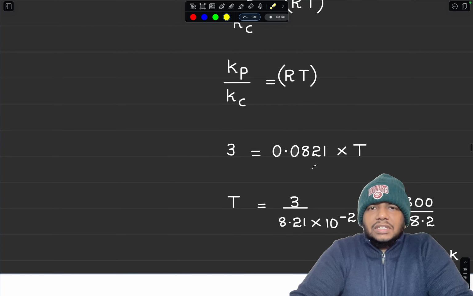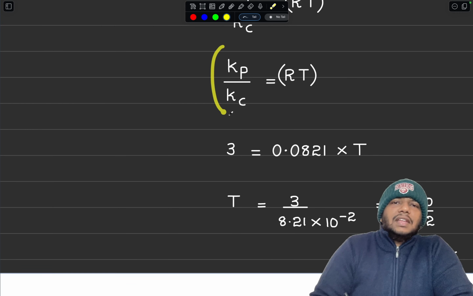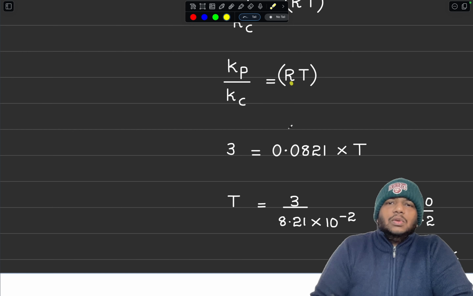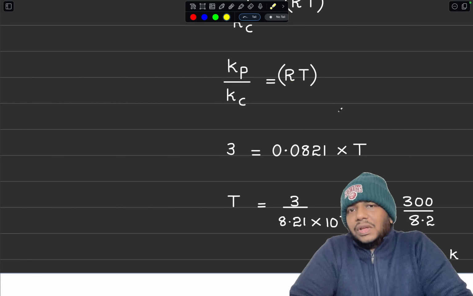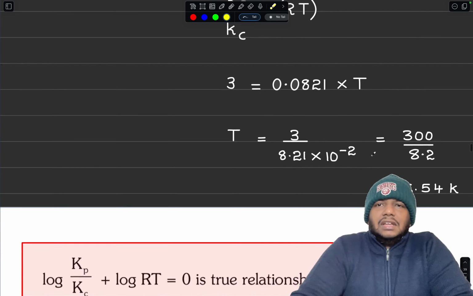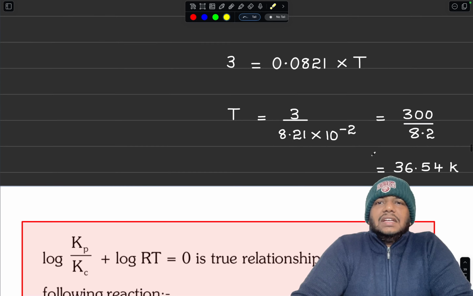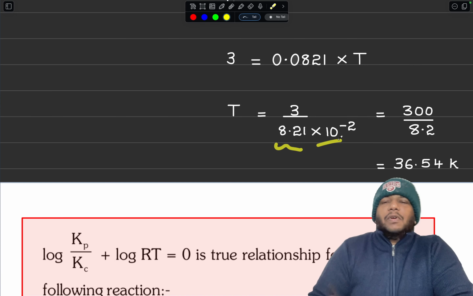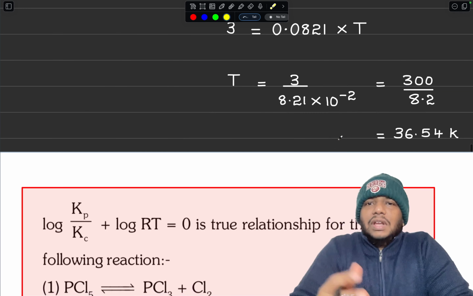We need to find the temperature. The Kp by Kc ratio is already given in the question as 3. So I am substituting that value 3, and the R value is 0.0821 when it is in atmosphere, into temperature T. Correct? Now how do we find T here? T is equal to 3 divided by 0.0821. This can be written as 8.21 into 10 power minus 2. This is for making the calculation easier.